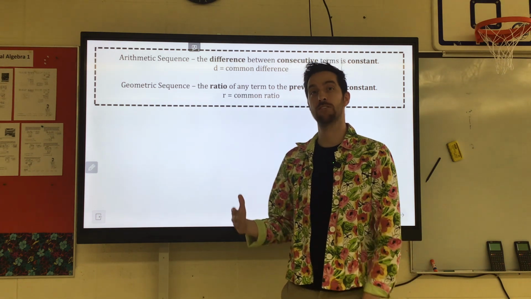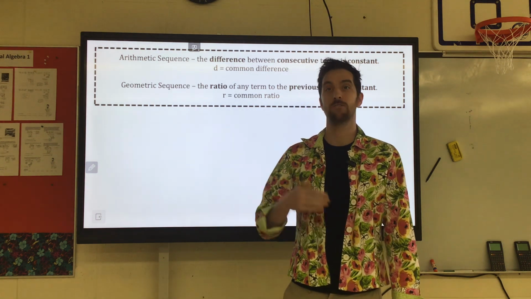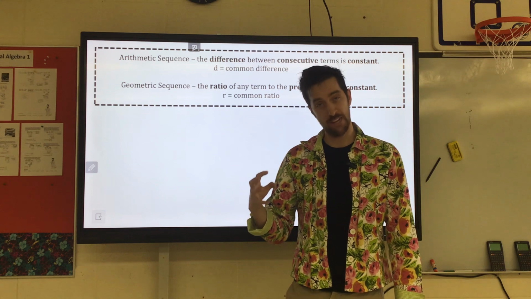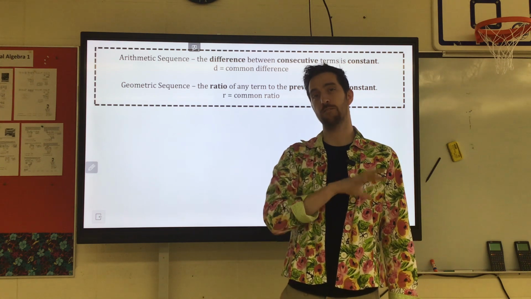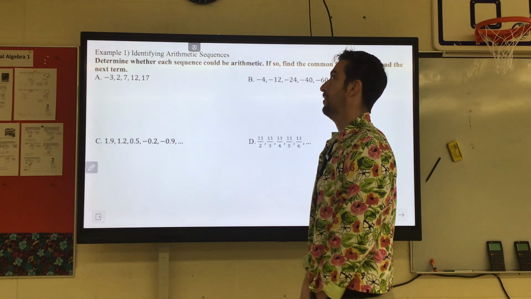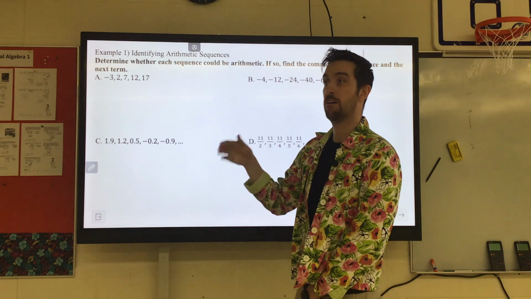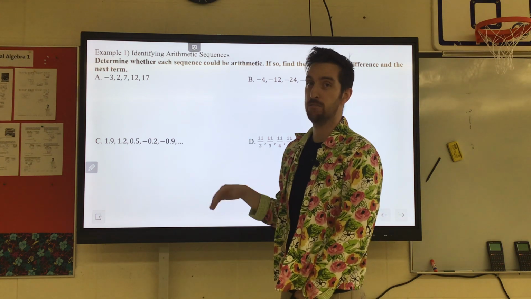A geometric sequence is when you are multiplying as you go down the line there. So today we're going to focus on arithmetic sequences. Tomorrow we'll focus more on the geometric sequences. But a lot of times they'll say like, oh, figure out if it could be an arithmetic sequence. So you're seeing, are you adding the same numbers as you go down the line?